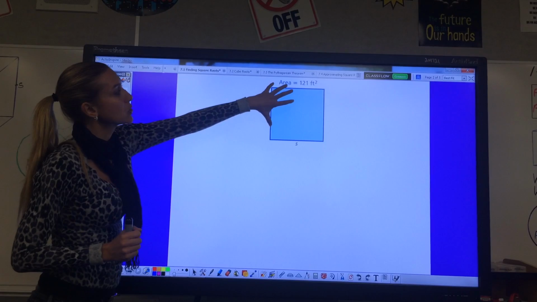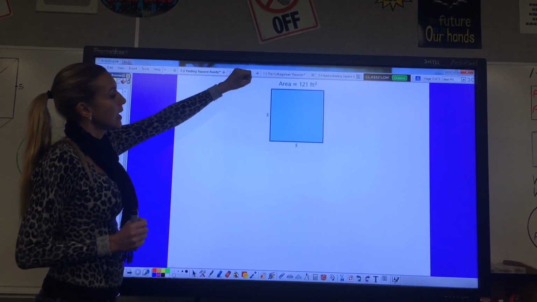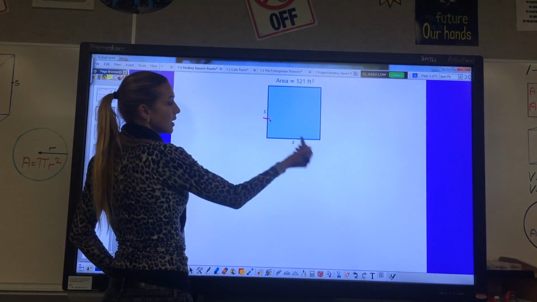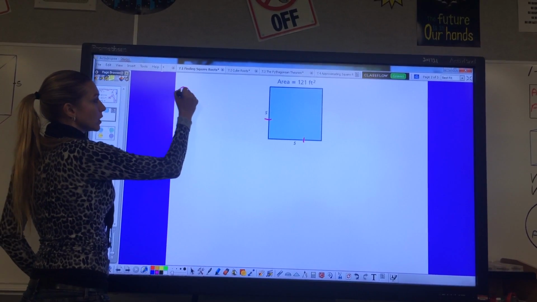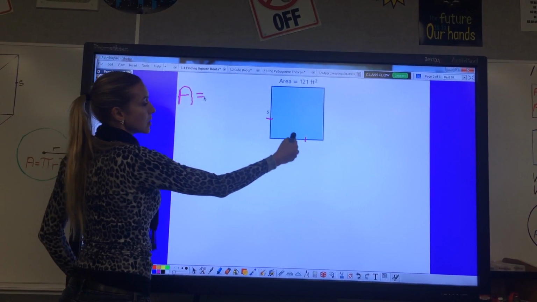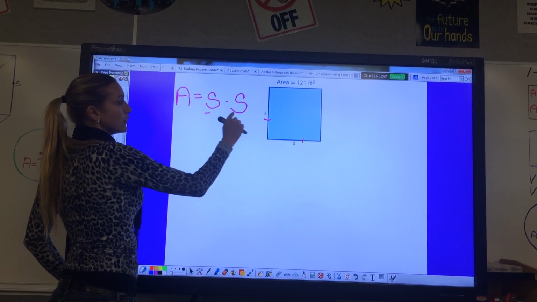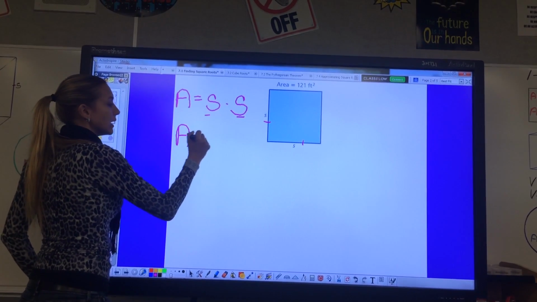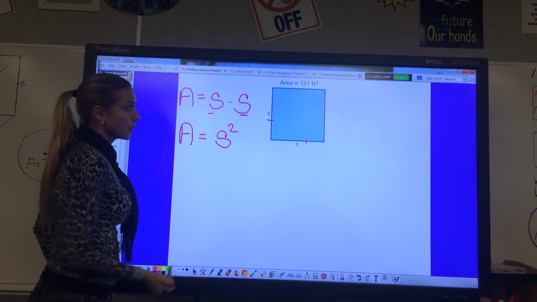We have a square. It has sides that are identical. This side is identical to that side. To find the area of a square, we have to multiply these 2 sides. So we do side times side. And if I have 2 numbers or 2 letters that are the same, we call it A equals side to the second power, or side squared.